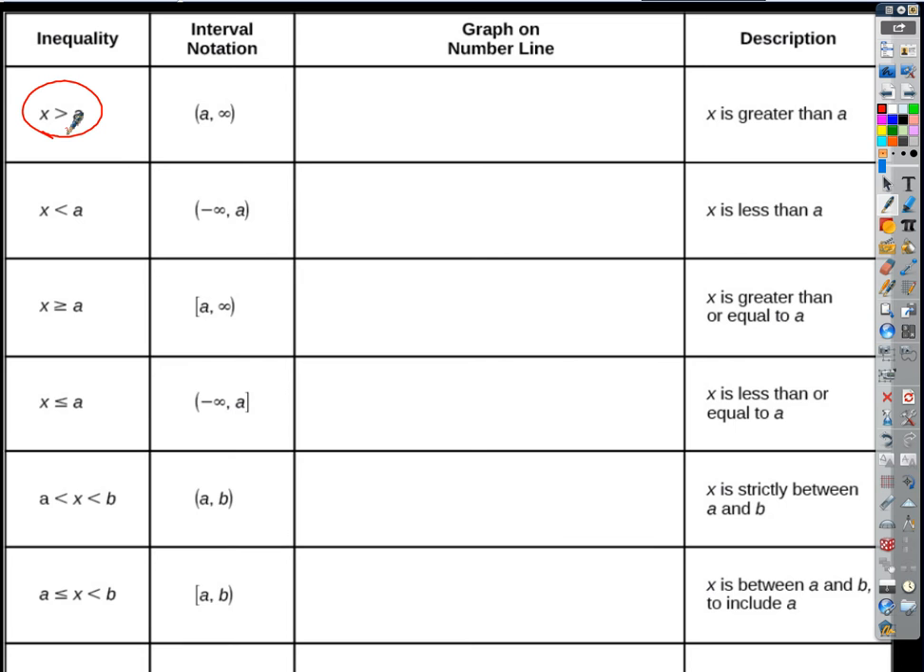Well, it's pretty easy to do with an inequality. We just say x is greater than 4. A just stands for some number, right? What if x is less than or equal to some number? Then we just say that. That's no big deal. How do we say that, though, with interval notation?